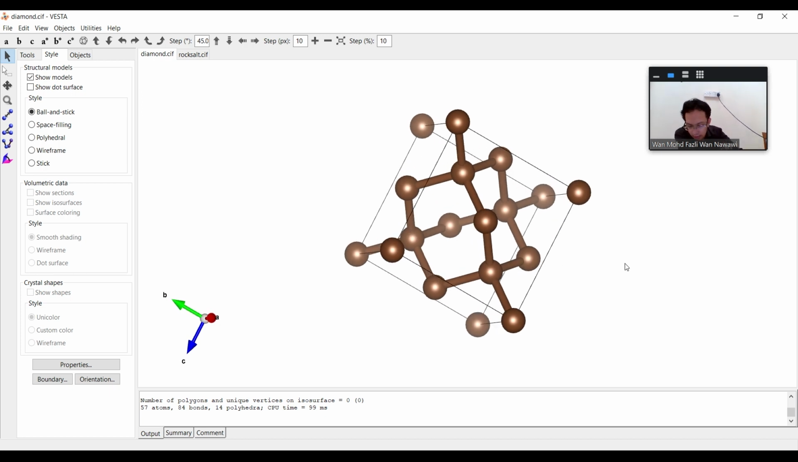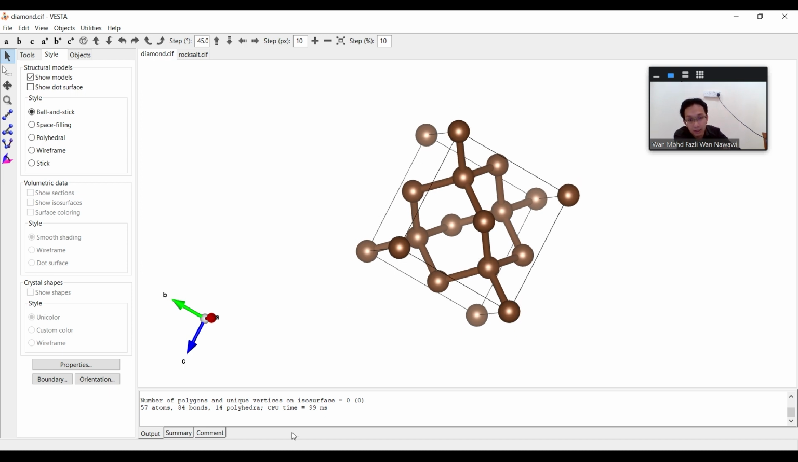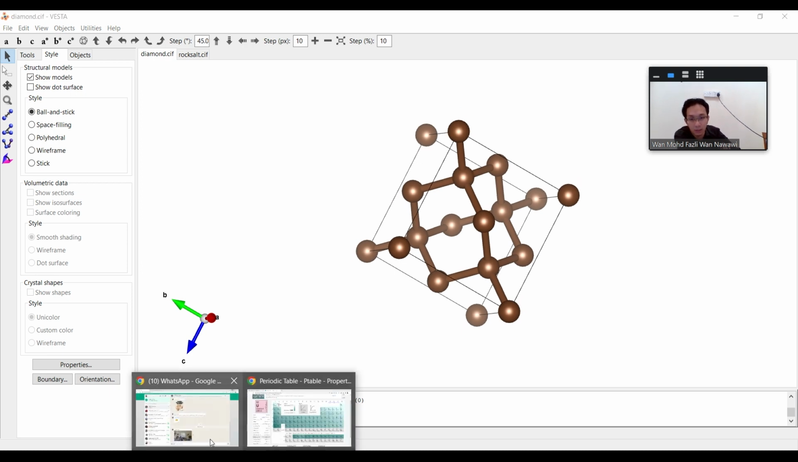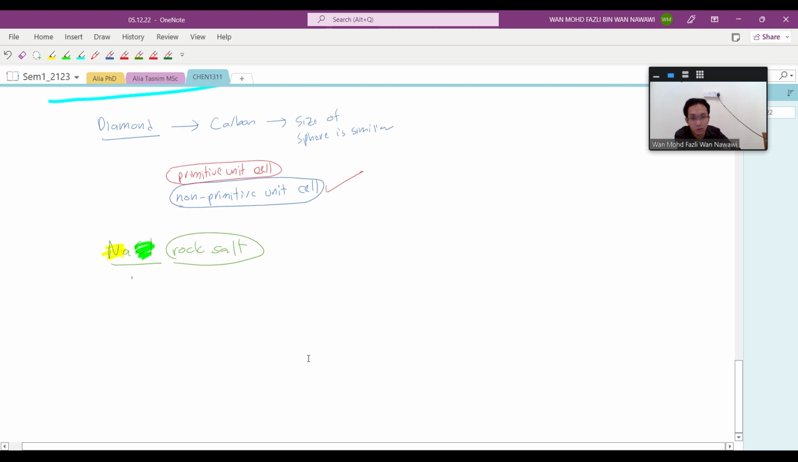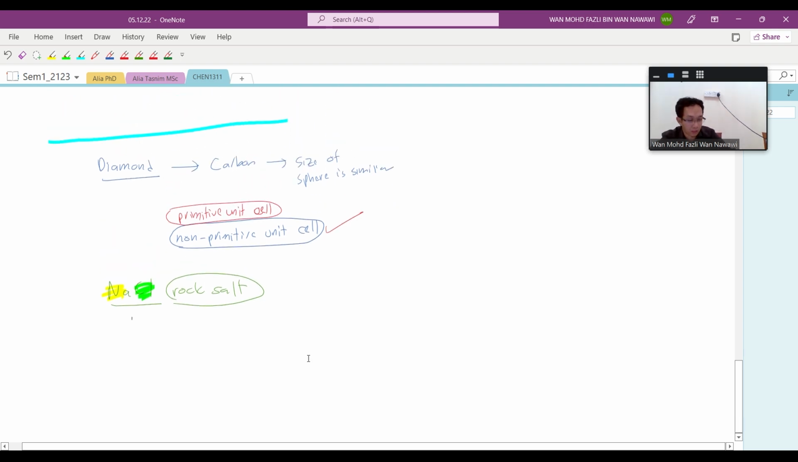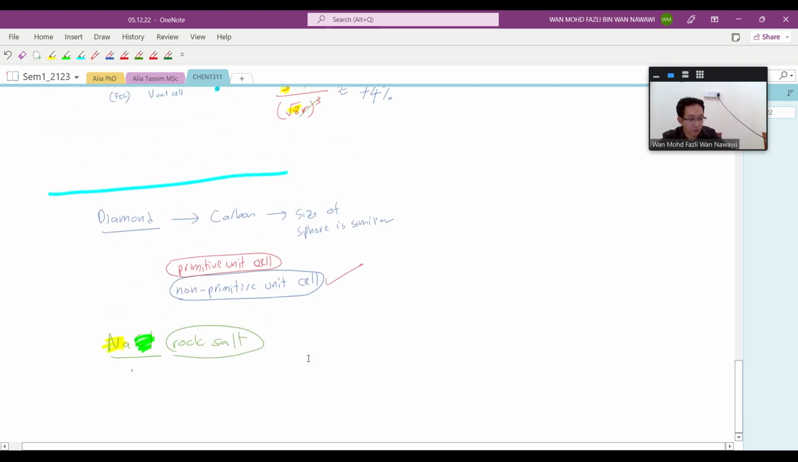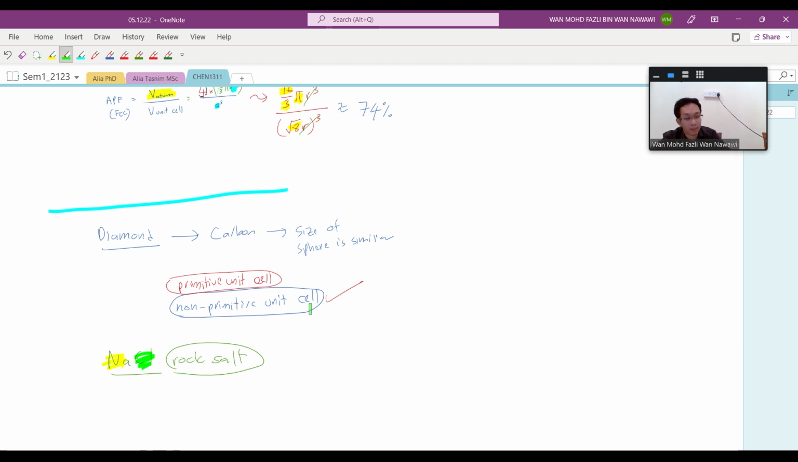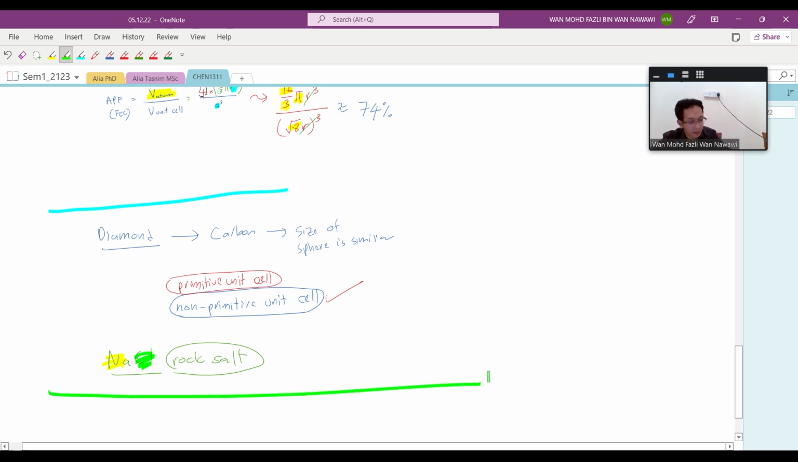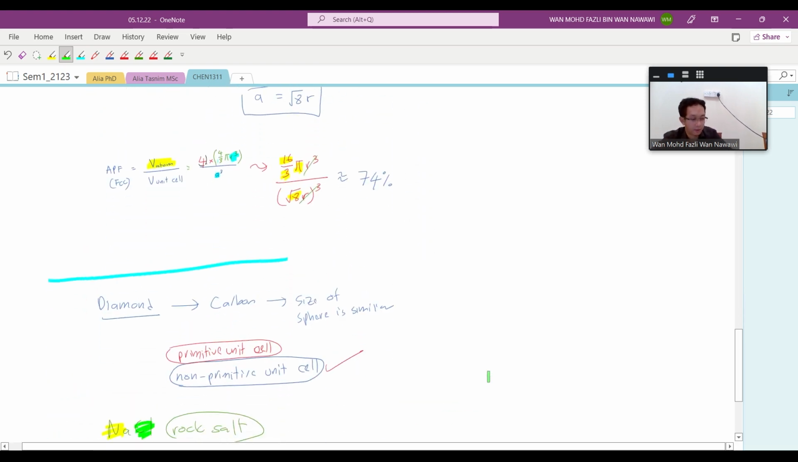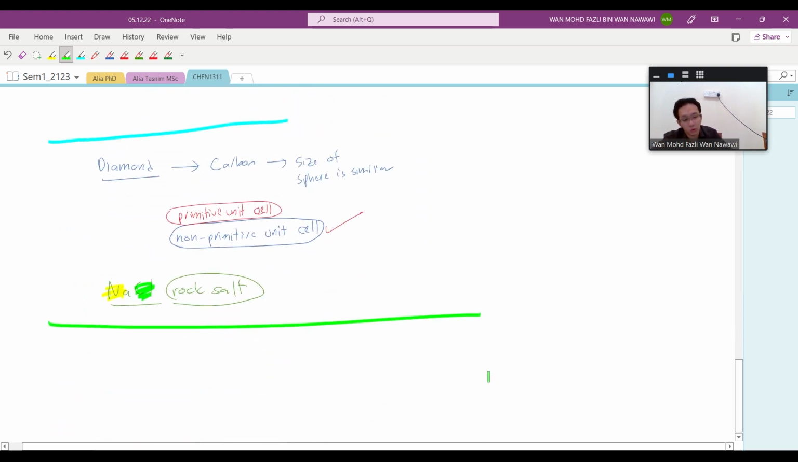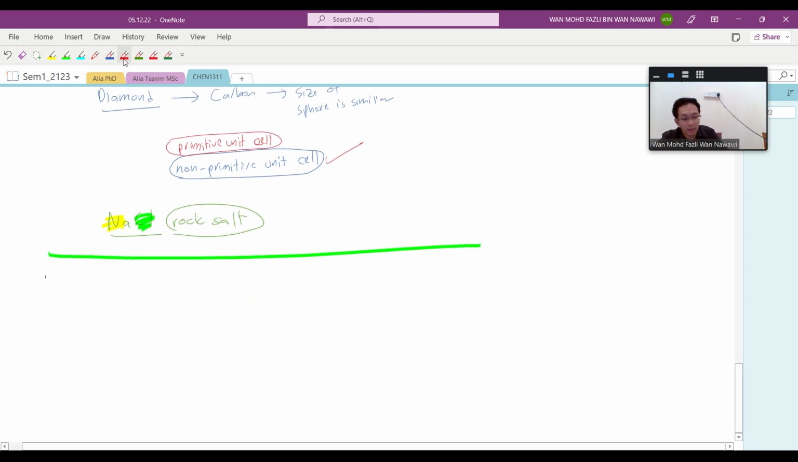Okay, so that's the thing about this. Let me show here. So we now know about primitive unit cells and non-primitive unit cells. Once you have this knowledge about the APF, the atomic packing factor, and whether the cell is primitive or non-primitive, you can know the reason for the usage by scientists.